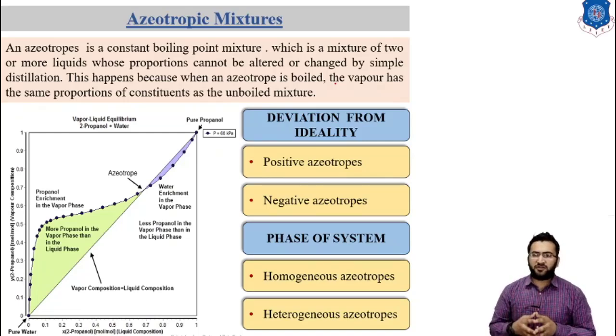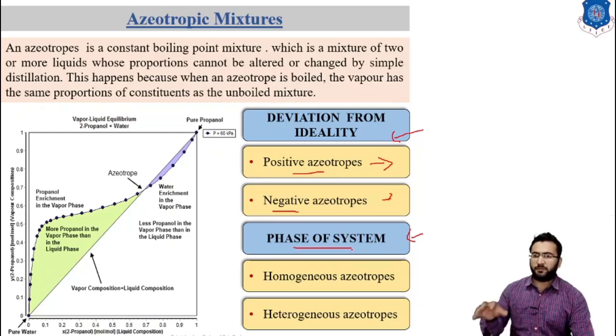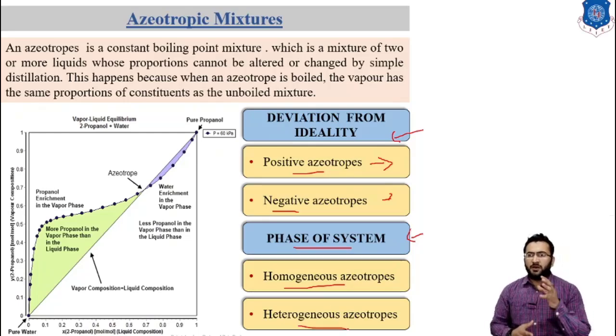So azeotropic mixtures can be categorized by deviation from ideality, such as positive deviation, known as a minimum boiling azeotrope, and negative deviation, known as a maximum boiling azeotrope. The second category depends on the phase system, such as homogeneous azeotrope and heterogeneous azeotrope. We will discuss the azeotropic mixture and their types in detail in the next lecture.